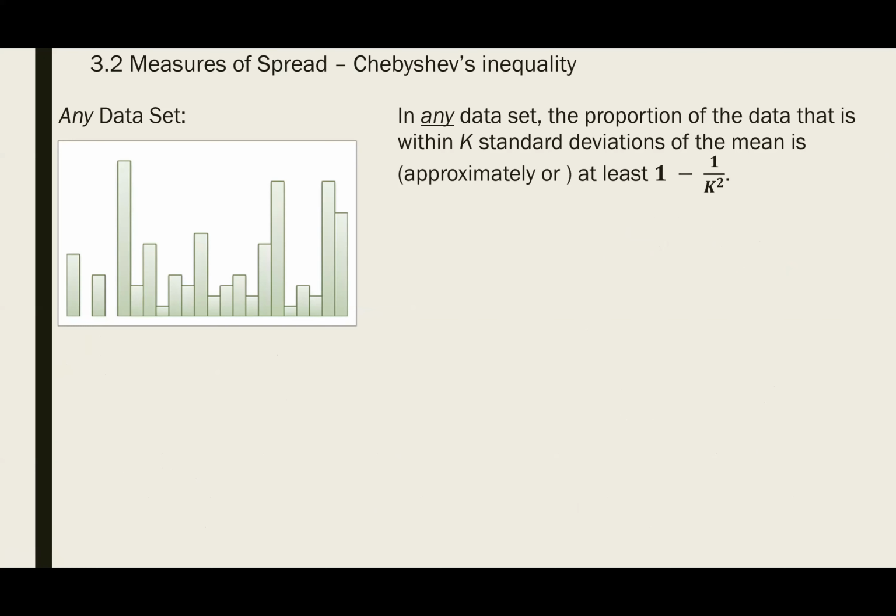In terms of Chebyshev, any data set you have can be symmetric, skewed to the left, skewed to the right, or scattered like this. To find the percentage of your data, we plug into this formula: the percentage is approximately 1 minus 1 over k squared. And the k here is the number of steps that we need to take.